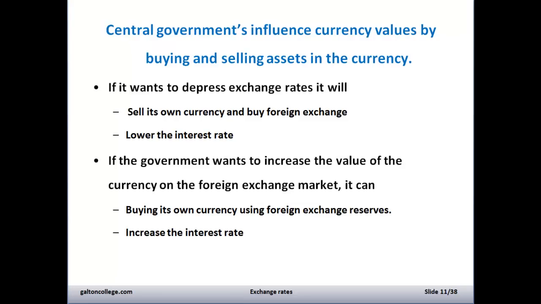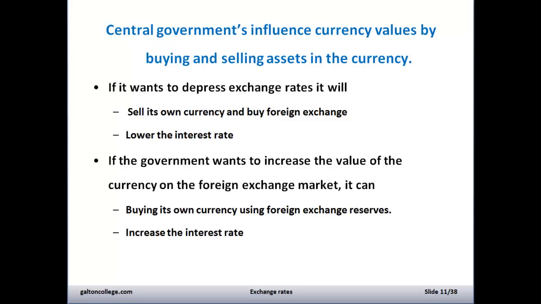If the government wanted to increase the value of its currency, it could buy its own currency, perhaps using whatever foreign exchange reserves it's got. So it could go into the market, try to buy its own currency, thereby bidding up its price, bidding up the exchange rate. Or of course it could increase the rate of interest, thereby encouraging hot money to flow into the country.